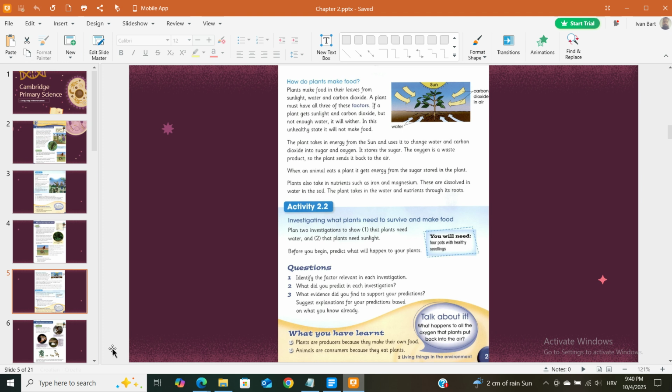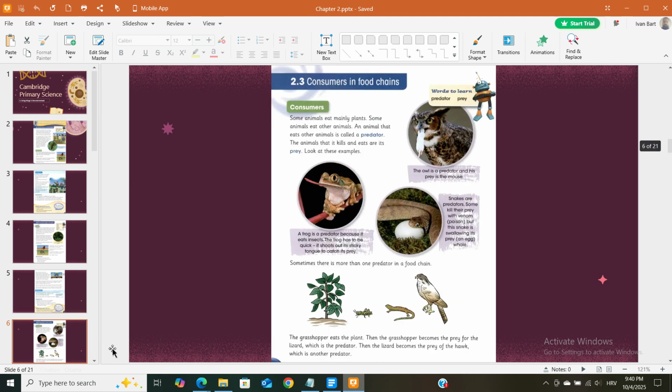What you have learned. Plants are producers because they make their own food. Animals are consumers because they eat plants. You will need 4 pots with healthy seedlings. Talk about it. What happens to all the oxygen that plants put back into the air? 2 Living things in the environment. Carbon dioxide in air.